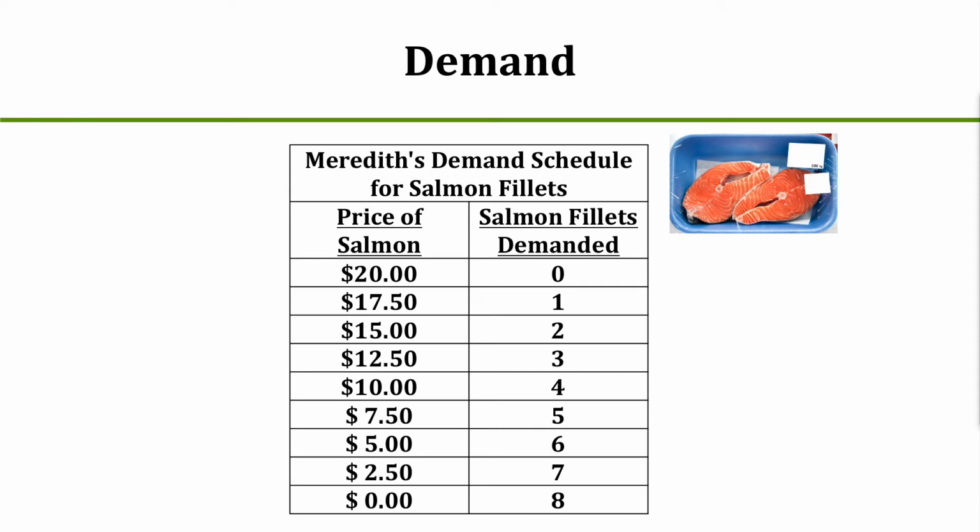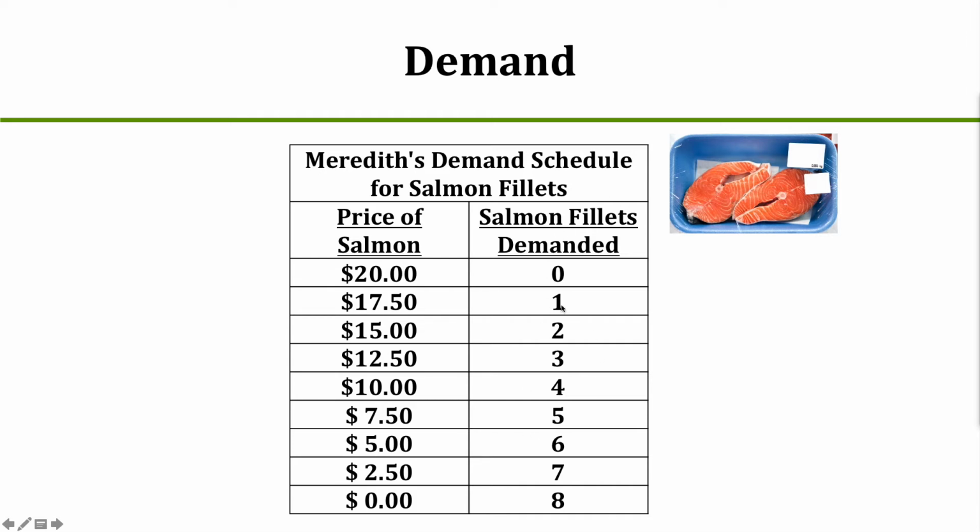So first of all, let's start with the demand schedule. Here I'm showing you one individual's demand schedule, and that individual is Meredith. The good we want to talk about is salmon fillet. On the first column, we have the price of salmon fillet, and on the second column, we have the quantity demanded of salmon fillet.